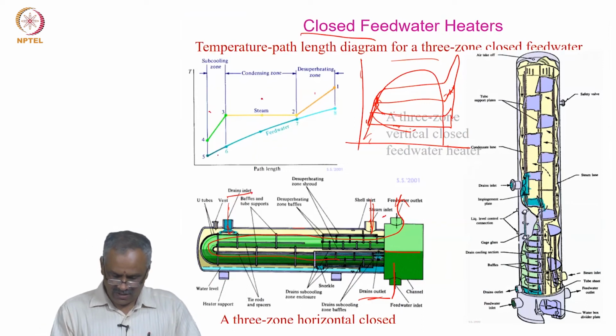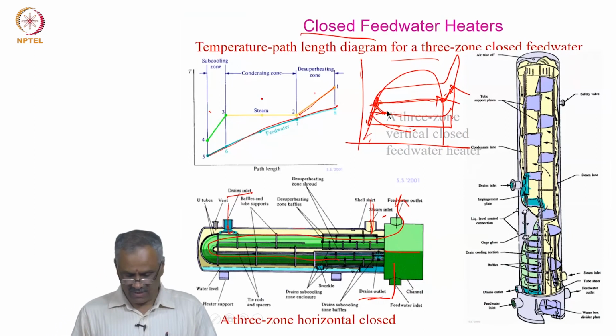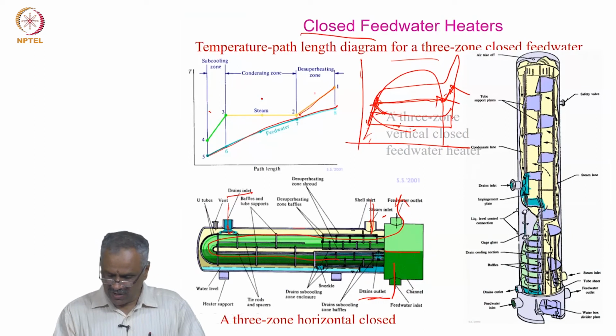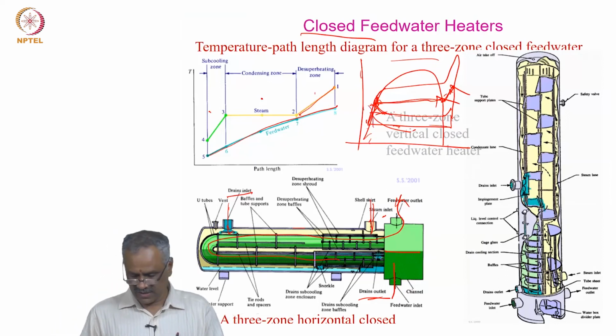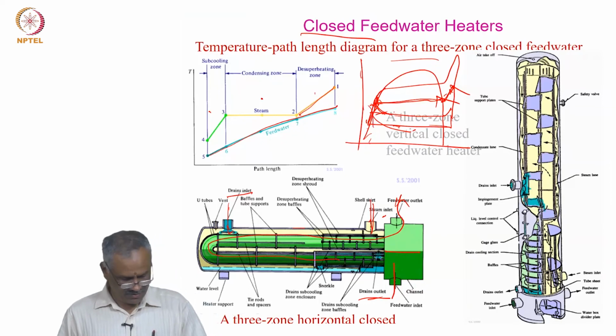So, the feed water temperature picks up here, whereas the steam temperature first is a superheated temperature. This is a desuperheating part, this is a condensing part, and this is a subcooling part. So, desuperheating means the fluid reduces the temperature and then condenses and then is subcooled here. So, that is the thing. Whereas the feed water goes from this side, the temperature goes up to this.